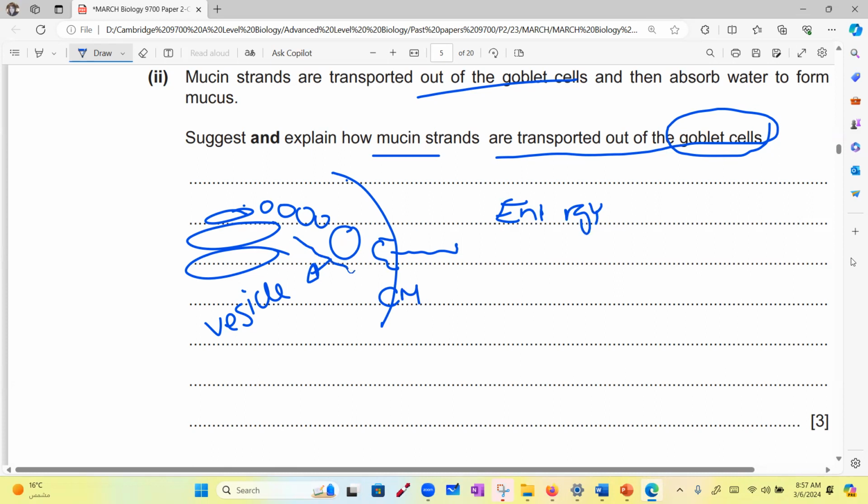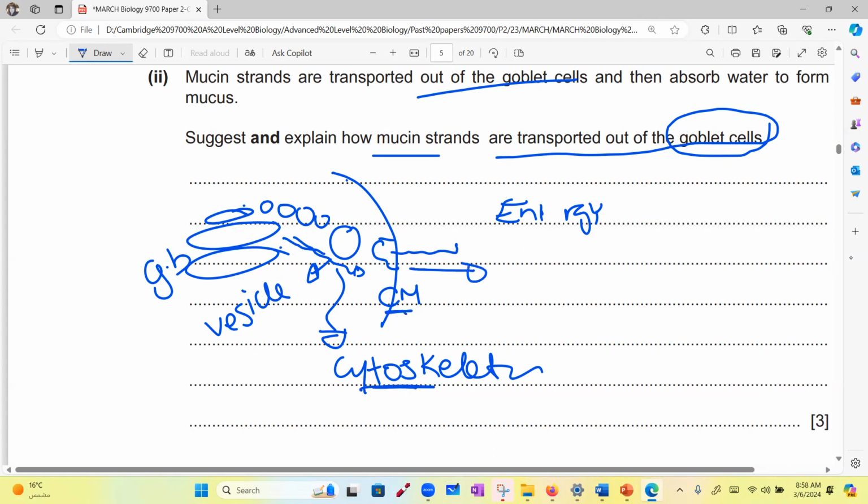And the movement of the vesicles, any movement inside the cell. Exactly. This is actually what I was really looking for, called the cytoskeleton, which is made up of microtubules. Any movement inside the cell is done by the cytoskeleton. So you will mention the Golgi body, you will mention vesicles containing the mucin, they will move by the cytoskeleton, they will fuse with the cell membrane, they will release their contents, you will mention the keyword exocytosis, and it is an active process. Write it down.